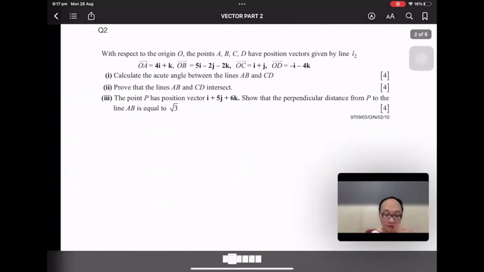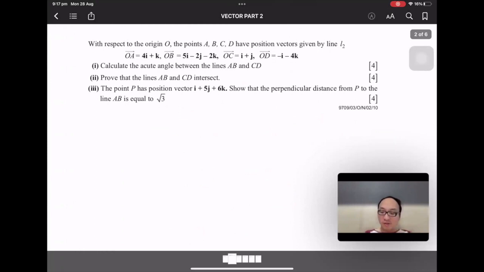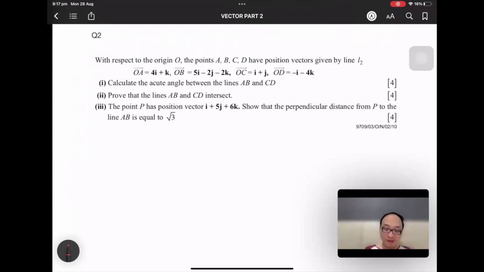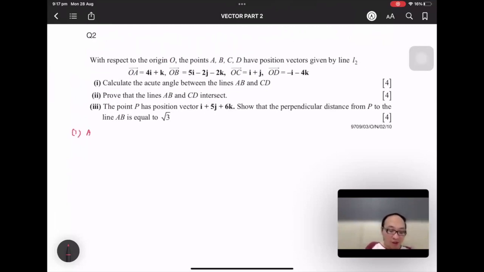Number 2, with respect to origin O, the points A, B, C, D have position vectors given by OA, OB, OC, and OD. Calculate the acute angle between AB and CD. So that means we have to find the vector of AB. Vector AB is B minus A. So 5, negative 2, negative 2, minus 4, 0, 1. So equals 1, minus 2, minus 3.